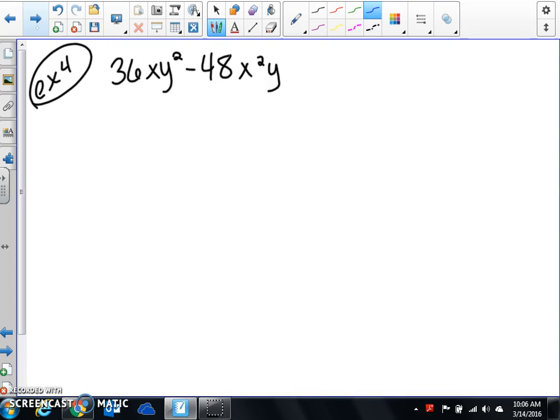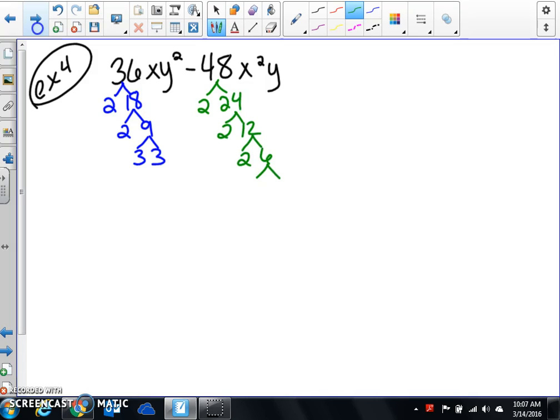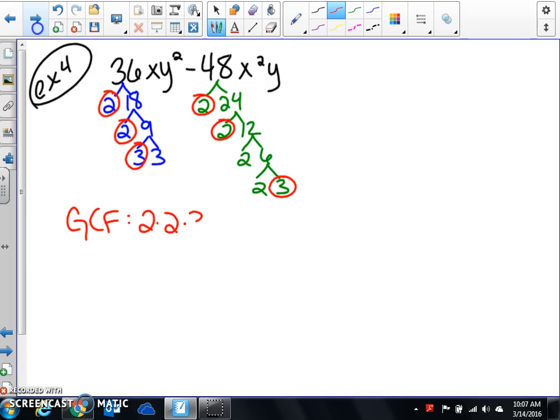All right, so I start with my smallest number, which is 36. I'm going to go ahead and factor it. So 2, 18, 2, 9, 3, 3. For 48, I'm going to go ahead and factor that one too. So 2, 24, 2, 12, 2, 6, 2, 3. All right, so those 2's are common, those 2's are common, and that 3 is common. So in terms of my GCF, I know it's 2 times 2 times 3.